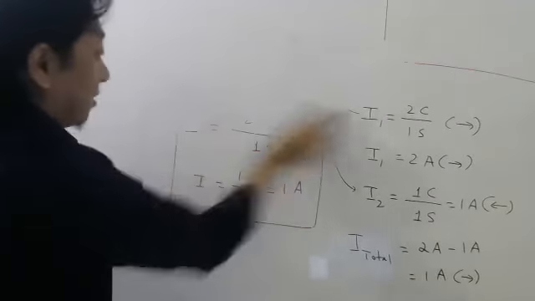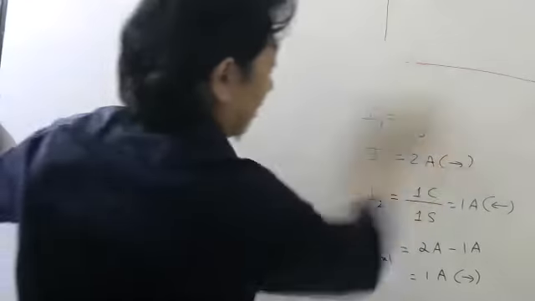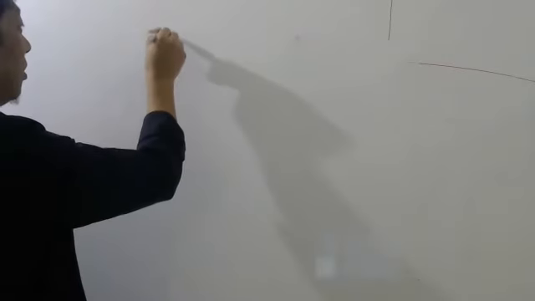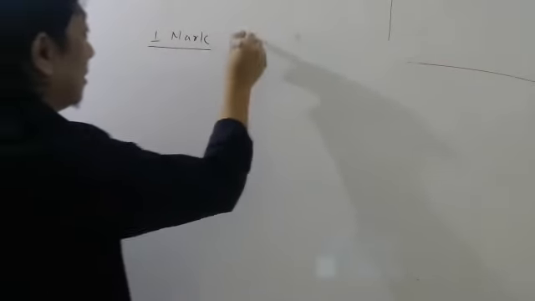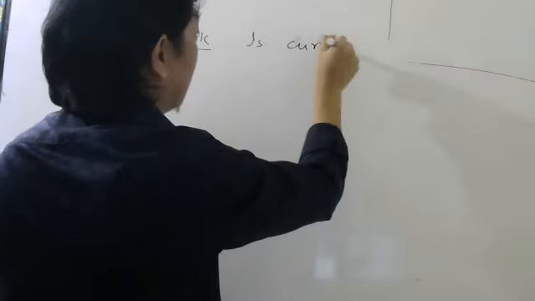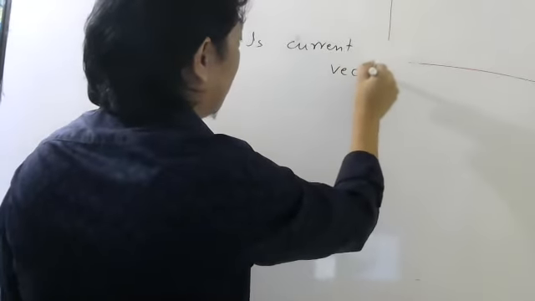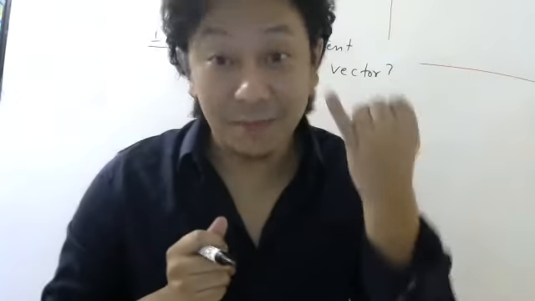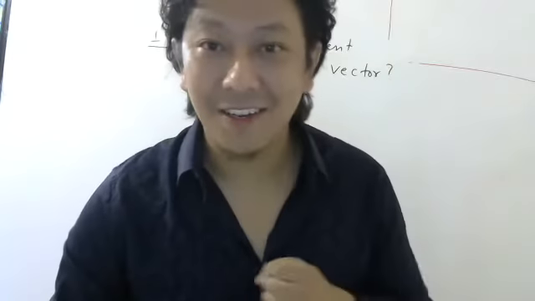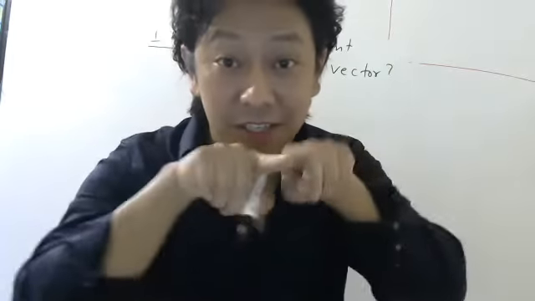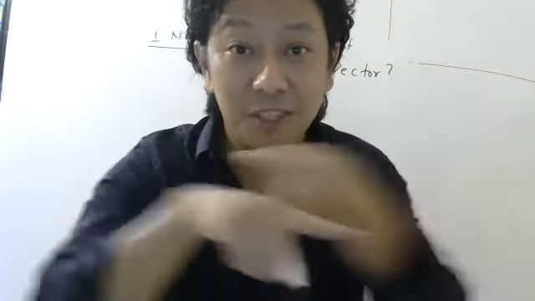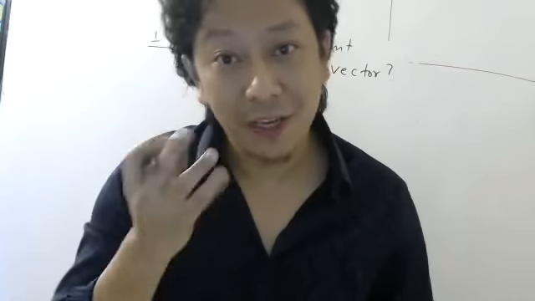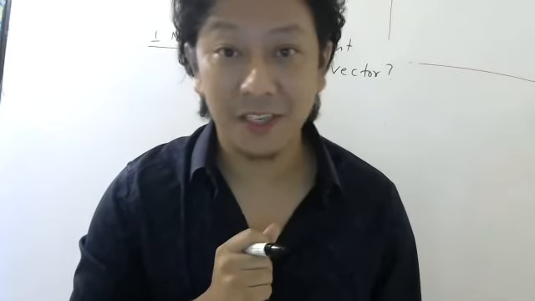Does this mean current is a vector? One more question for your board exam. Is current a vector? So if you see, it looks like a vector, no? It has magnitude, it has direction. And while adding, we are checking: if it is in the same direction, we are adding; opposite direction, we are subtracting. So it very much looks like a vector.